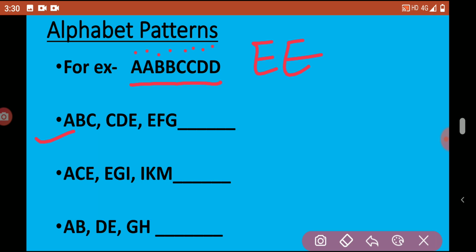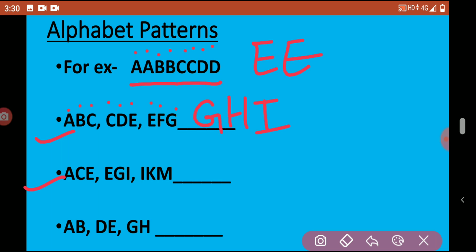Now let's take another example. Let's take a look. A, B, C, then C repeats, D, E, then E repeats, F, G. So in this example the last alphabet repeats then moves forward. So what will come next? In this, G repeats and moves forward. What will come after G is H or I.